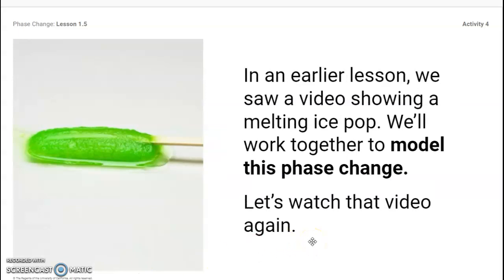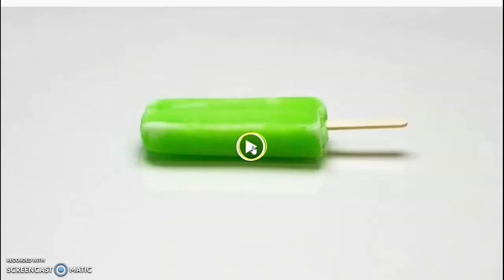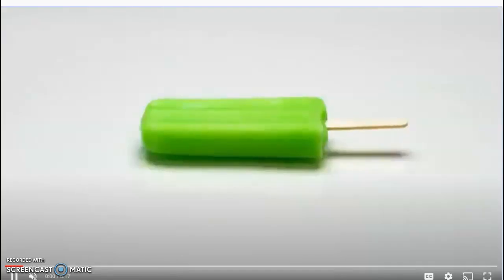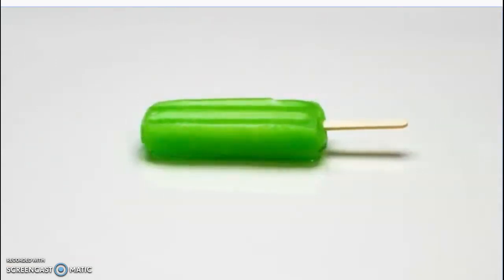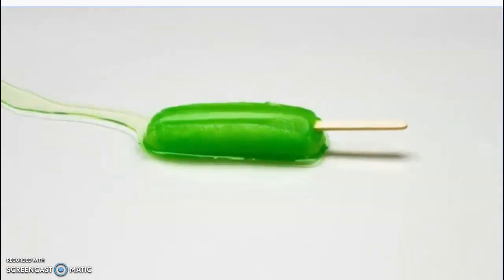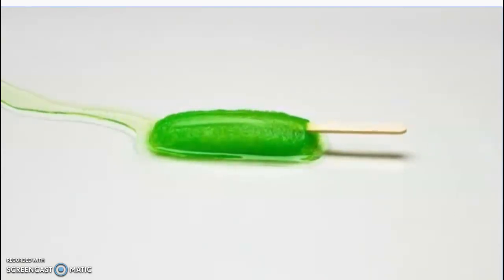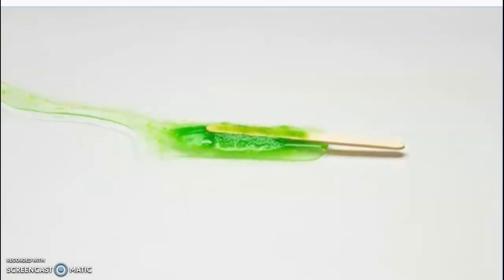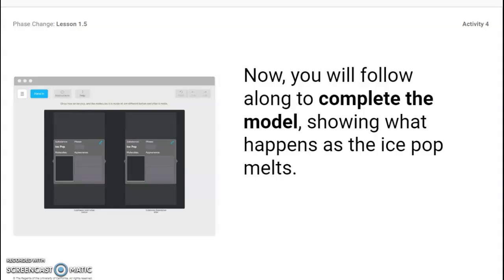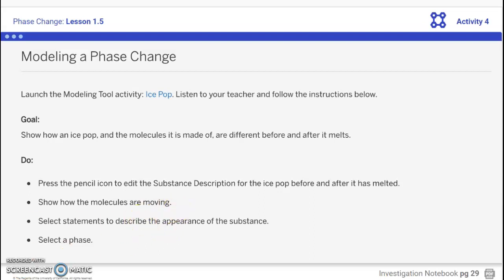As you saw in an earlier video, we showed you a melting ice pop. We're going to work together to model this phase change. Let's watch that video again. Now you're going to follow along to complete the model showing what happens to the ice pop. So we're going to hop into activity 4.